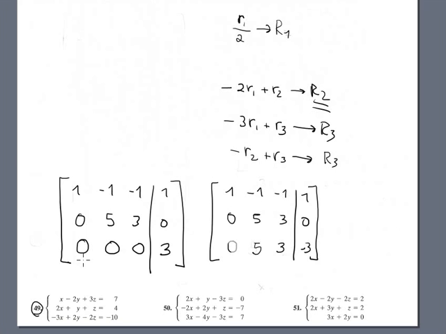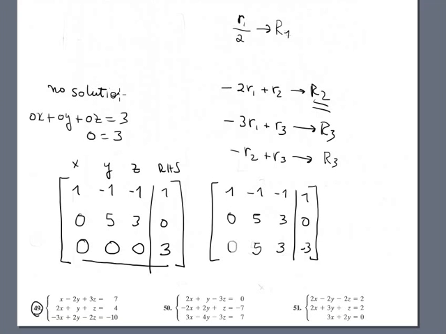Okay, to interpret the last equation. The last equation is, remember, this is x, y, z, and the right hand side number. The equation is 0x plus 0y plus 0z is equal to 3. So 0 is equal to 3 is a contradiction. Therefore, the interpretation is no solution. The system has no solution, in other words, it is inconsistent.